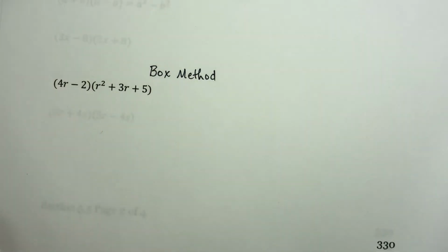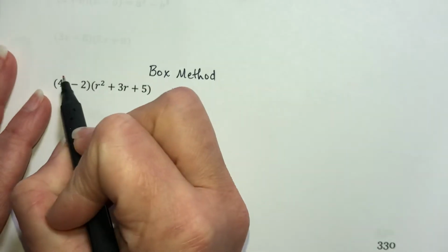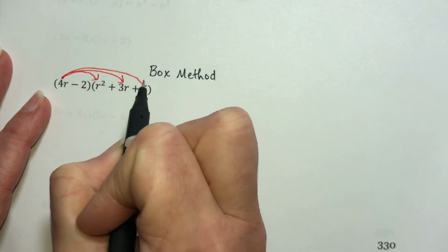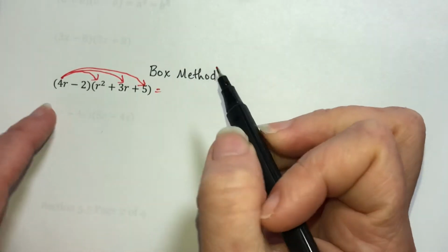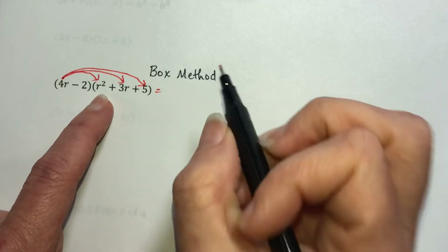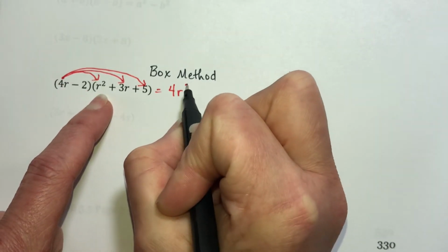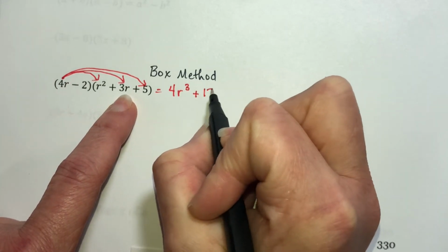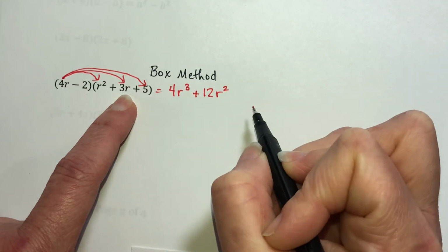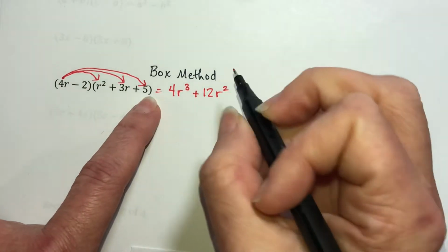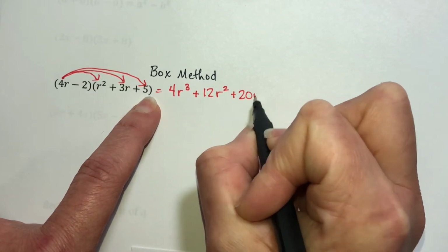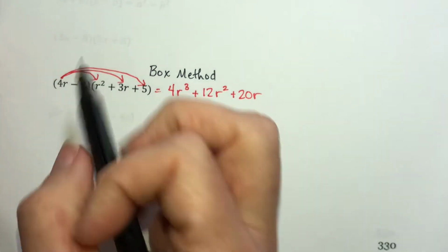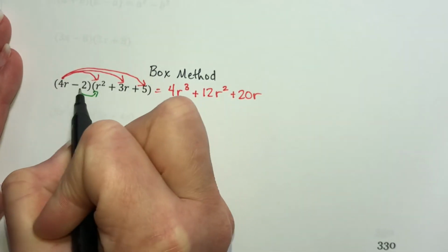What we're going to do is we're going to take the first term, whatever it is, and we're going to distribute it through the second polynomial. So I'm going to take this 4r and multiply it all the way through. So let me do that over here. 4r times r squared is going to give me 4r cubed. 4r times 3r is going to give me plus 12r squared. And then I take 4r times 5, which is going to give me 20r. Okay? Now all I've done right now is I've distributed the 4r. Now I'm going to take this negative 2 and I'm going to distribute it as well.